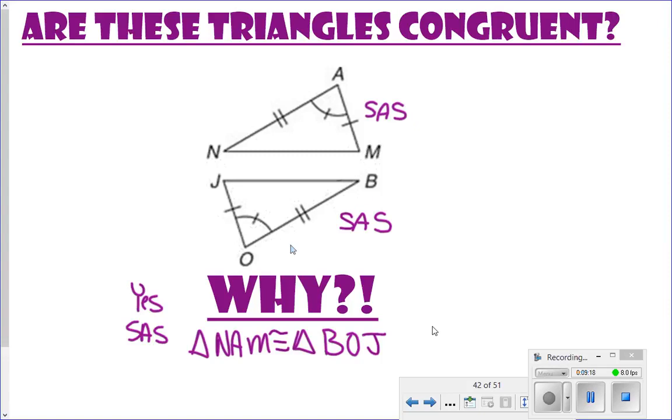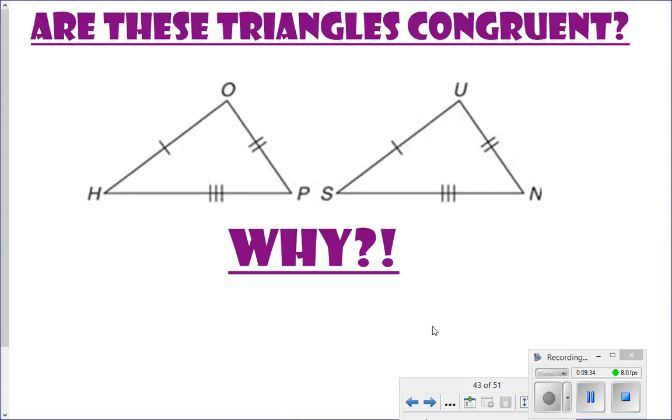NA and BO, that's looking good. That's saying angle N and angle B, angle A and angle O, and angle M and angle J. Yep, that's looking correct. So we have our answer. Okay, moving on to this one.